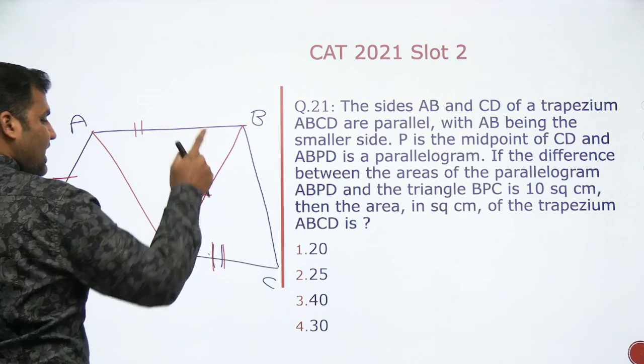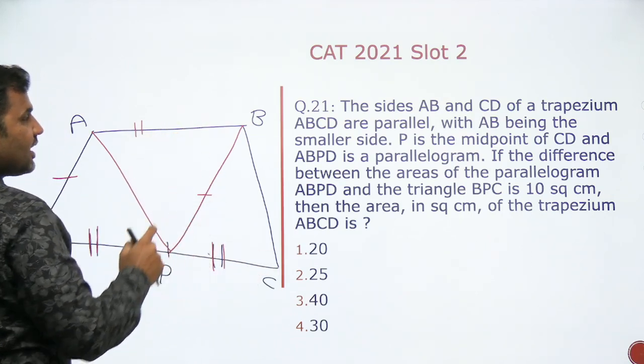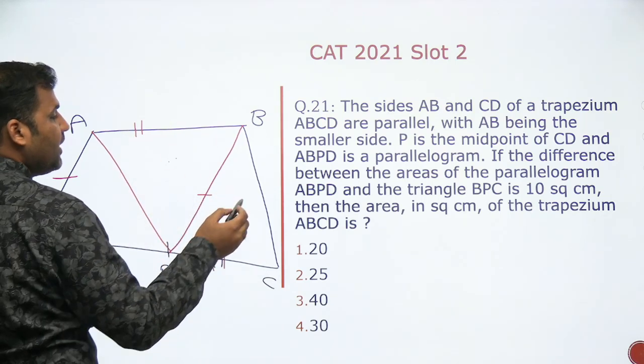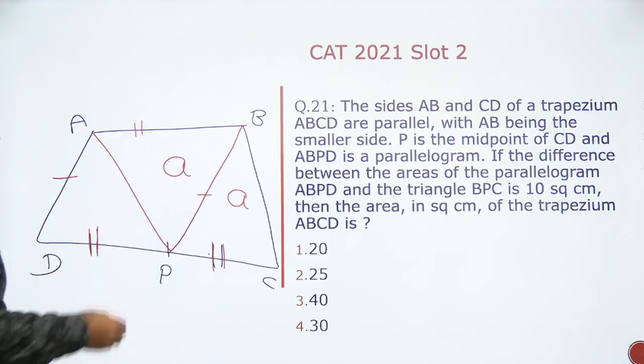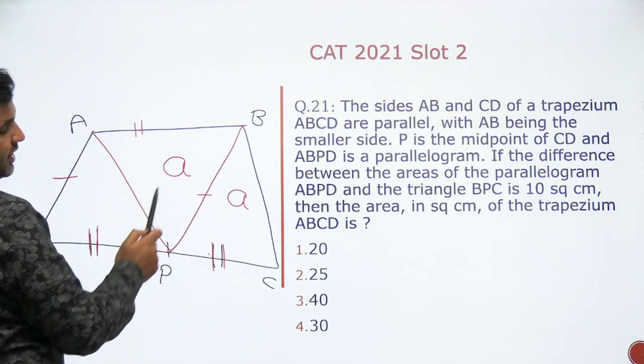Now, because AB is parallel to CD, and the length of this side is the same as this side, both of these two triangles will have the same area. If I say this area is A, then this area will also be equal to A. And because it is given that ABCD, why are both these areas the same?